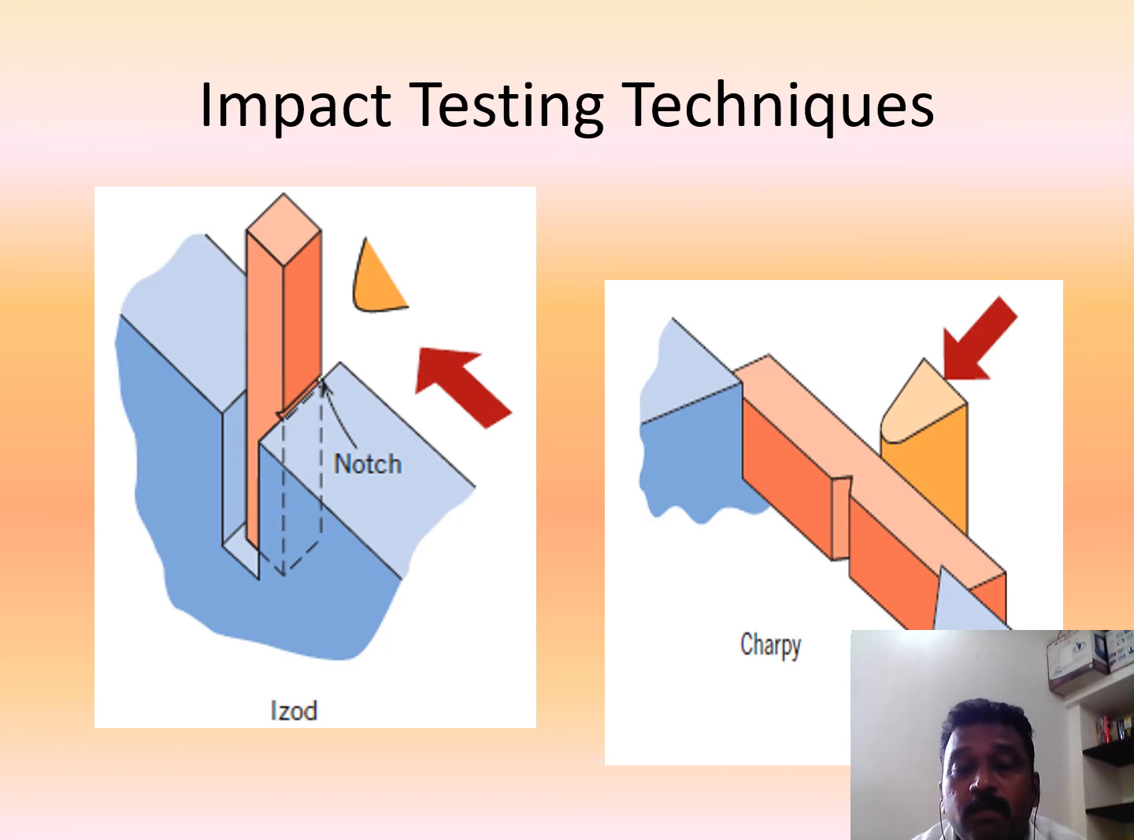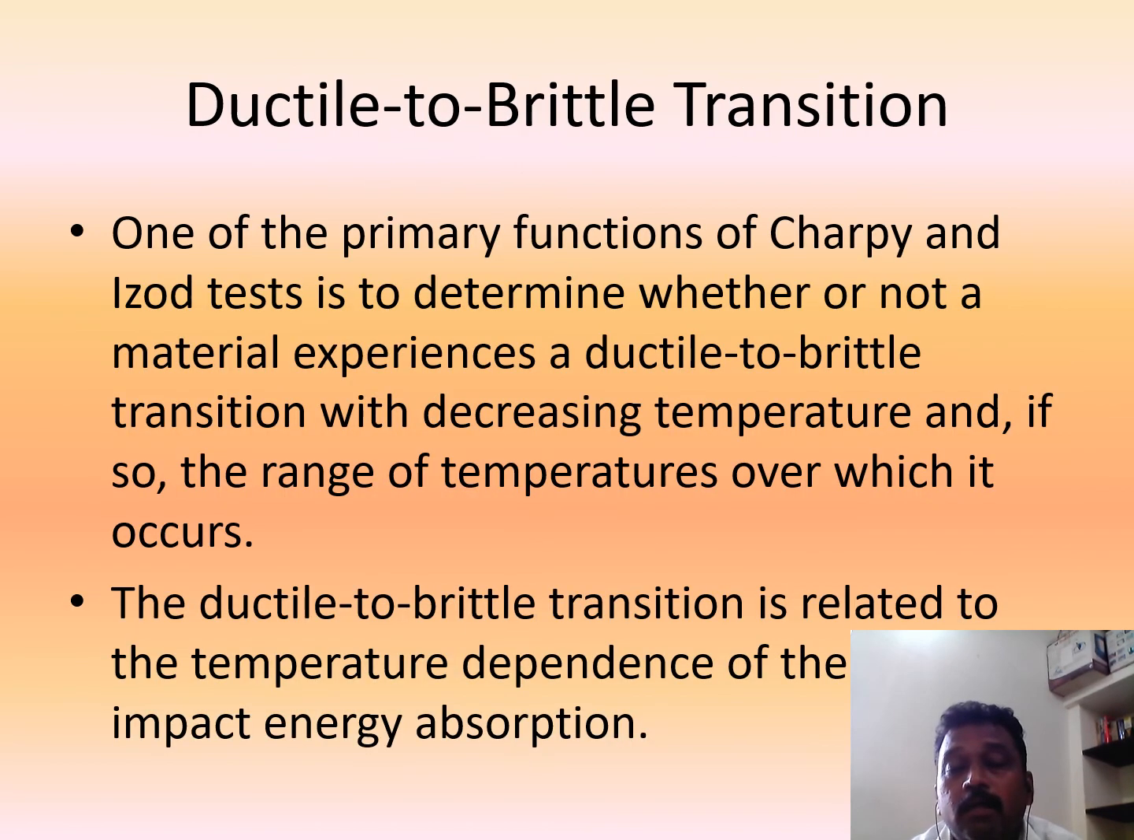You can see here, for Izod, the notch will be facing the pendulum. This is the pendulum. The workpiece is kept in the upright position, and the notch is facing the pendulum. This is the Izod test. Whereas in Charpy, the workpiece is kept in a horizontal position, and the notch will be in the opposite position.